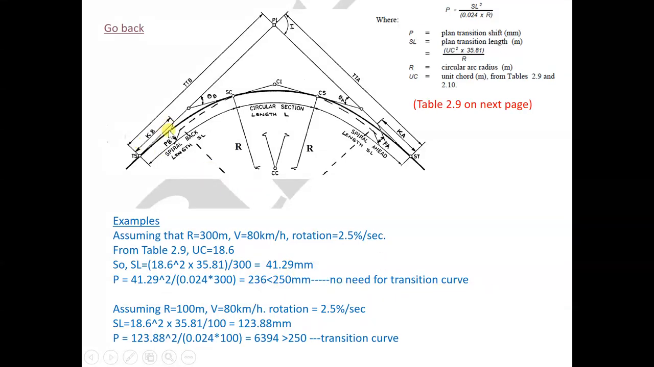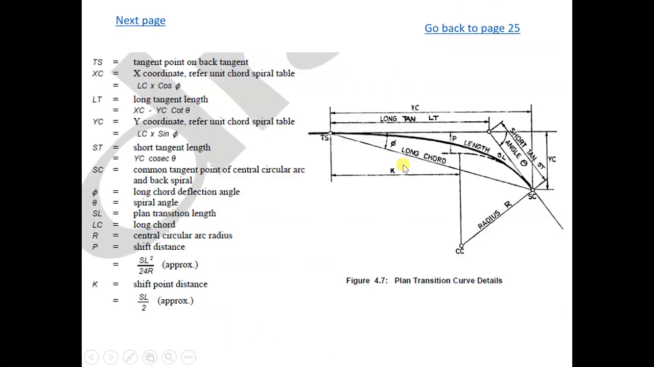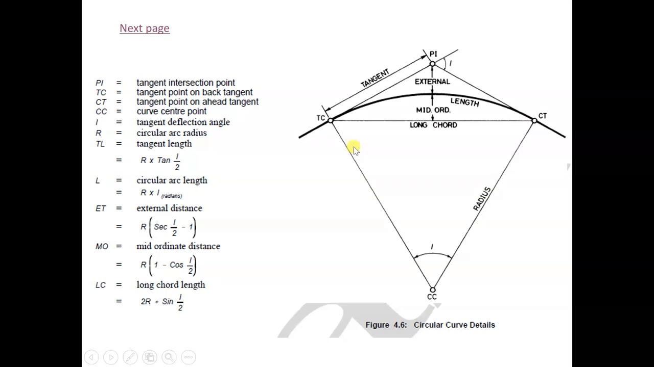So we don't have this TS, SC, and then the CS, ST. So in that case we don't need that. We just go straight to this one, TC. We just have the circular curve, just have TC and CT. Okay, so this is for the plain circular curve. This is simpler.